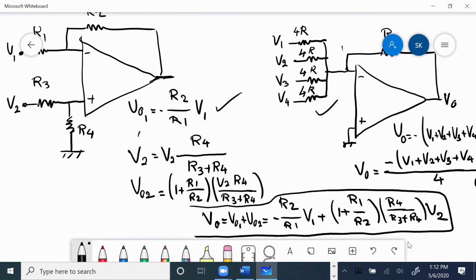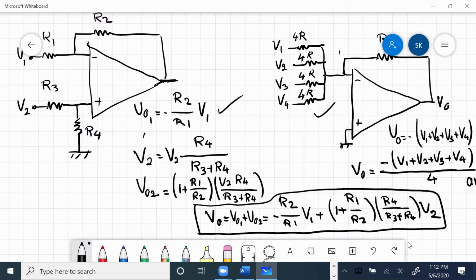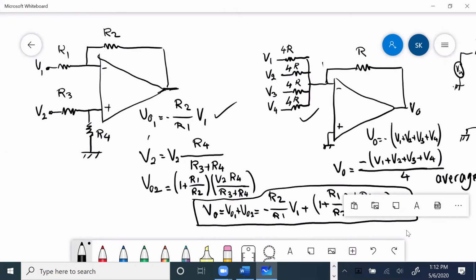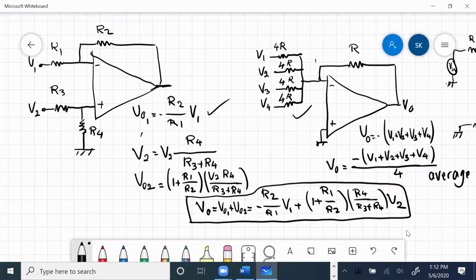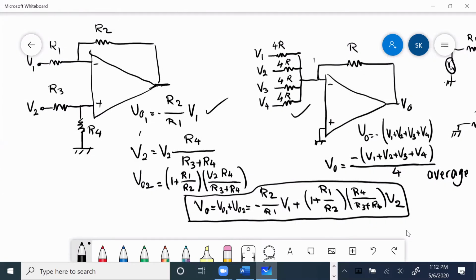Can you see that? This is a subtracting circuit, but I purposely use different values of R so that you see it doesn't always have to be V out equals V2 minus V1.